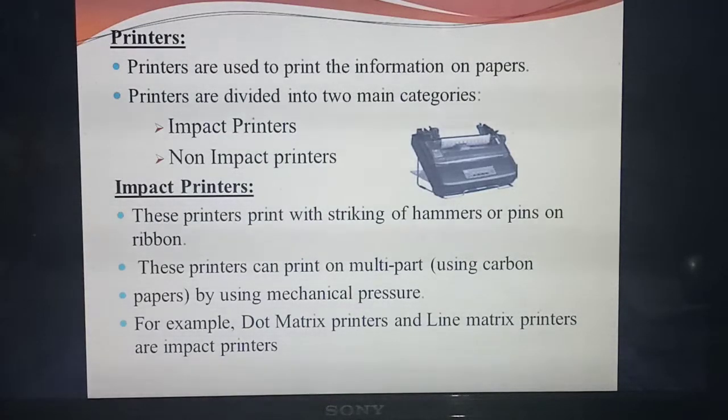Printers are mainly used to print information on paper. Printers are divided into two types. How many types of printers are there in total? Two: impact printers and non-impact printers. Now we are going to study these types of printers one by one in detail.